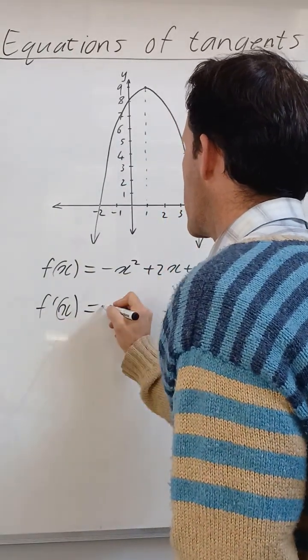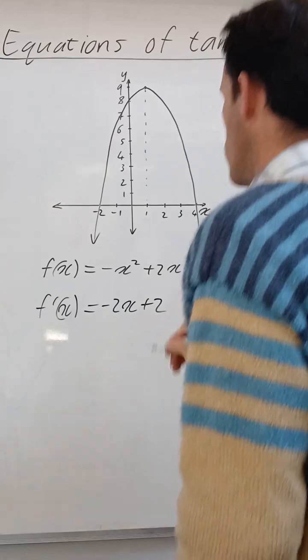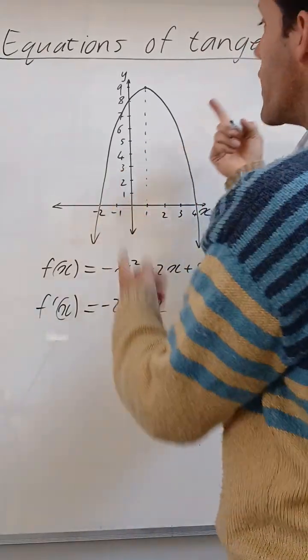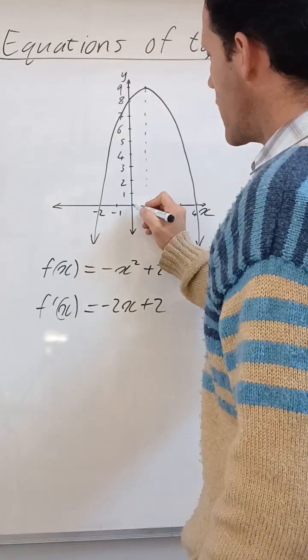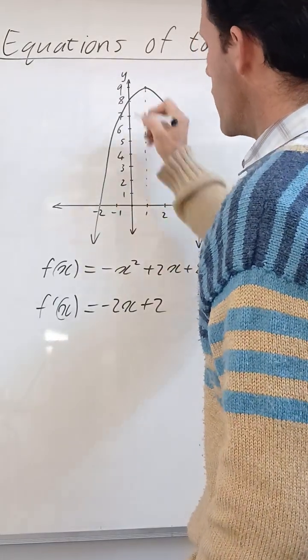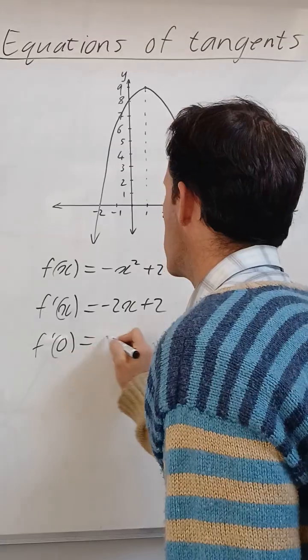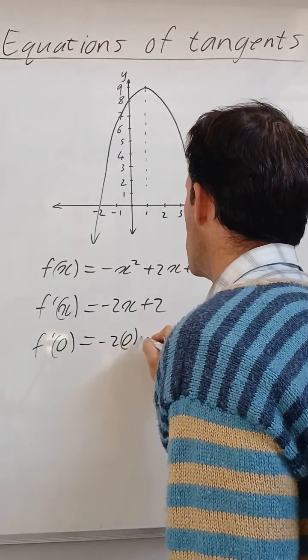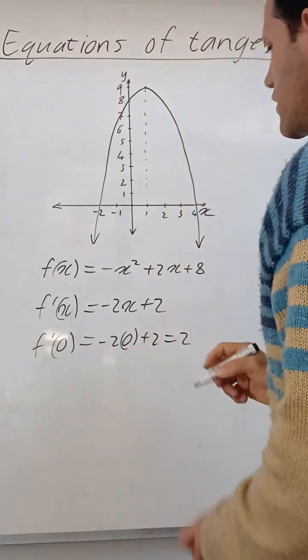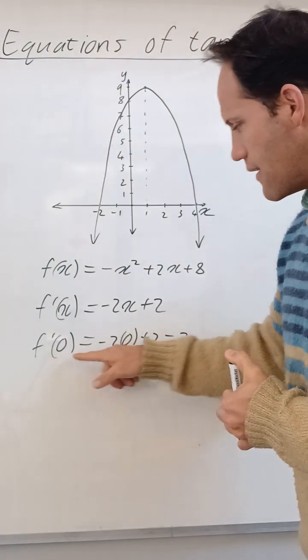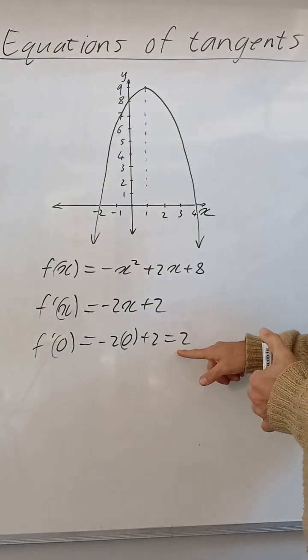So the first thing you need to do is find the derivative, and it's going to be negative 2x plus 2. That's the derivative of this. So when I want to see, for instance, when x is 0, I put 0 in: f'(0) gives you negative 2 times 0 plus 2, which is 2. So the derivative at 0 gives you a gradient of 2.